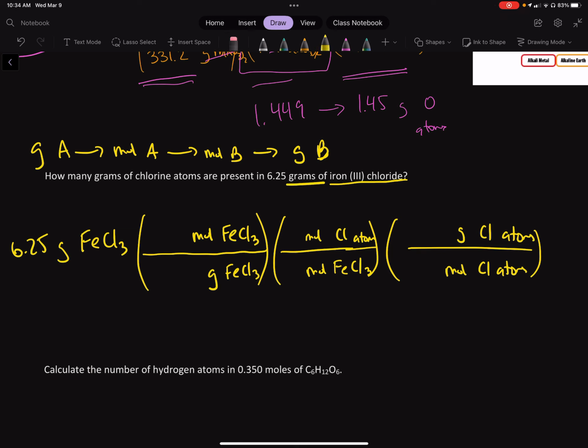Now, what I did just now is I only filled in the units. Just observing, these are how the units are going to cancel. Grams is going to cancel, moles is going to cancel, moles is going to cancel, and we'll be left with grams of chlorine atoms, which is what you want. But now let's actually fill in the values.